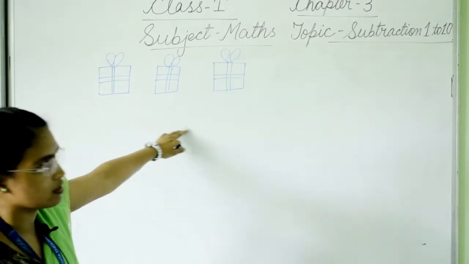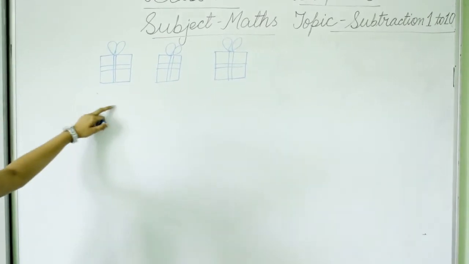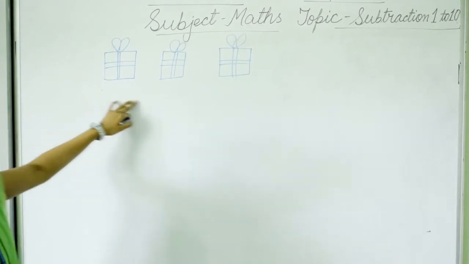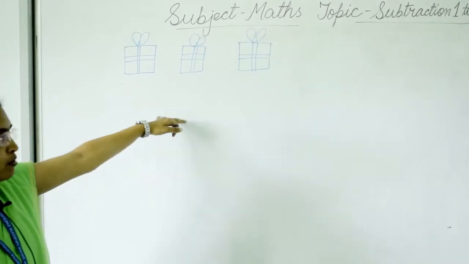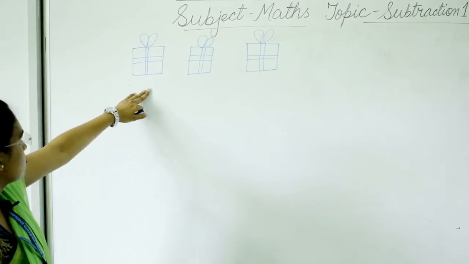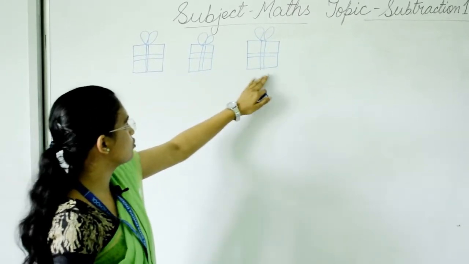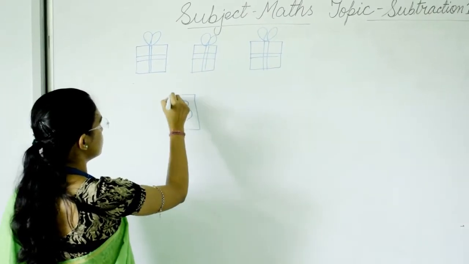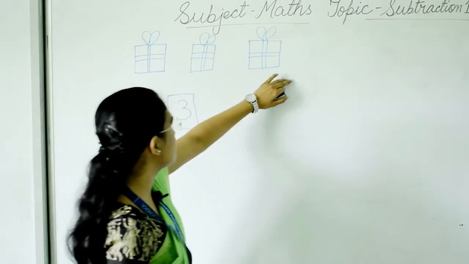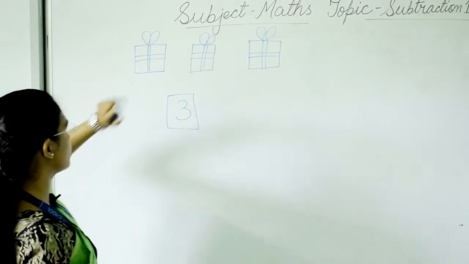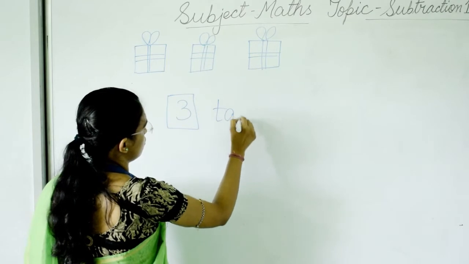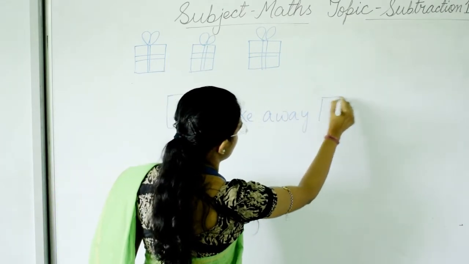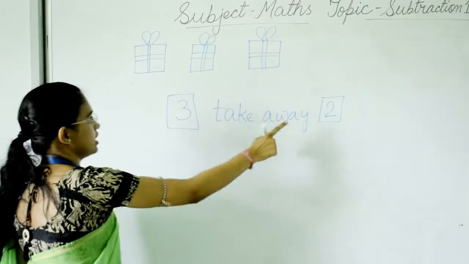Okay, what are these? These are gifts, right? Do you want these gifts? Yes. Okay. First, let's count how many gifts I have. Then I will give you from here. So how many gifts do I have? 1, 2, 3. So I have 3 gifts, right? Among these 3 gifts, I will give you 2 gifts. So I have to take away how many gifts? 2 gifts, okay?